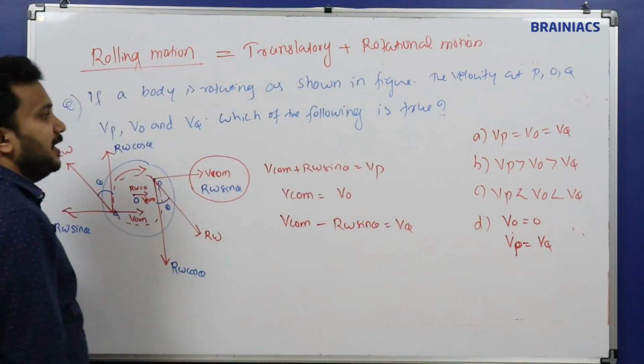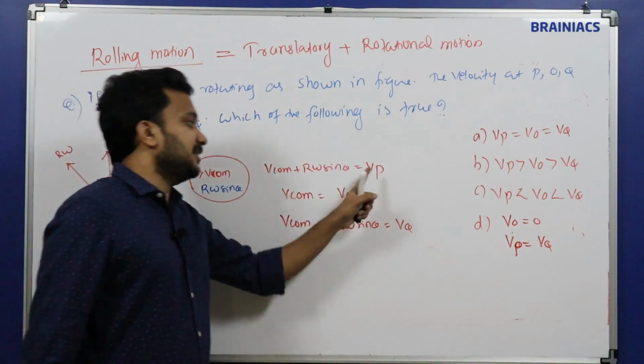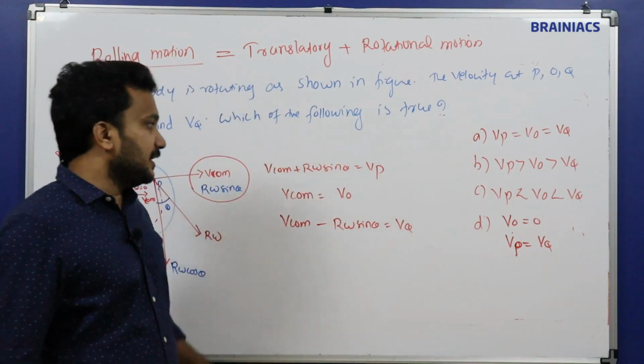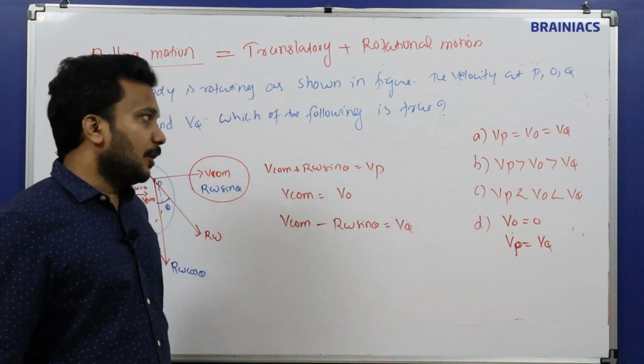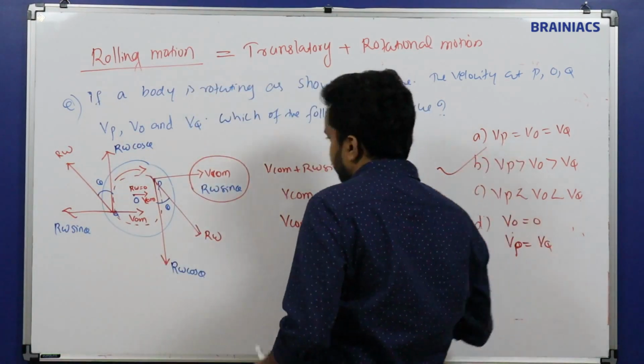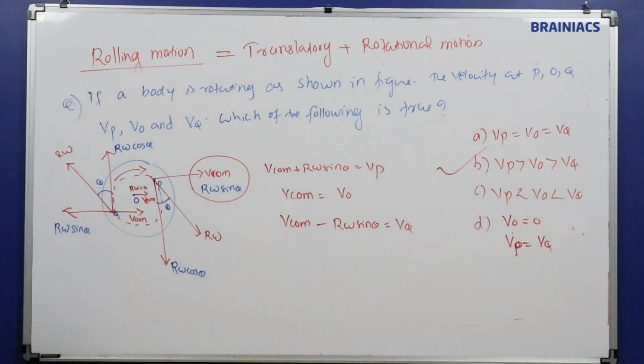From this one, what is the right answer? Vp is the highest value, Vo is the second value, Vq is the lowest value. Answer is option B. Option B is the right answer. Okay, important. This model of questions are important.